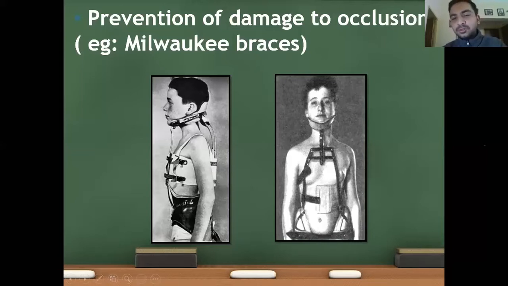So we should talk to the Department of Orthopedics regarding the use of Milwaukee braces, and we should try to find out another treatment option for correcting scoliosis so that it would not hamper the growth of the mandible. I think this is clear.